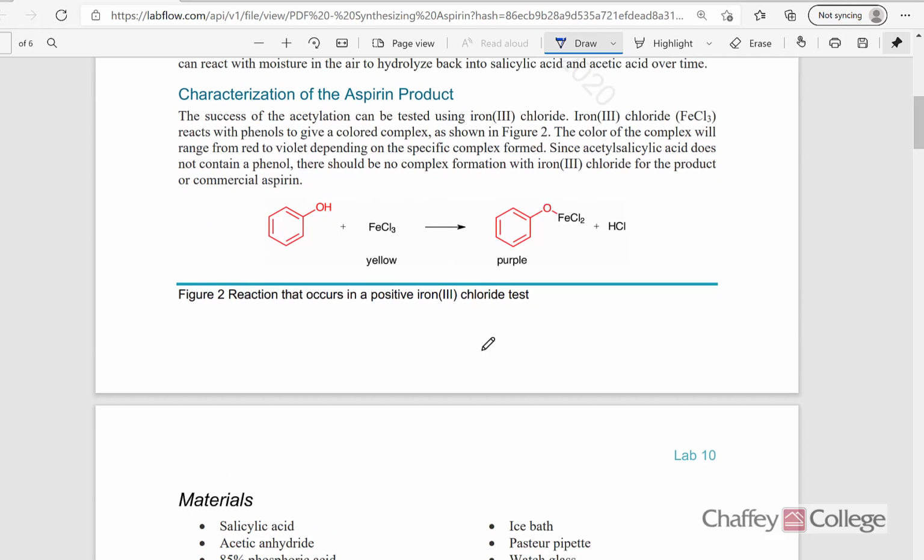Once the reaction is over and we collect the product, the success of this reaction is determined by testing it with iron 3 chloride solution. So iron 3 chloride solution is yellow in color, and this solution reacts with the phenol group, and once iron 3 chloride combines with phenol group, the color of solution changes to purple. So in other words, if we add iron 3 chloride to any sample which contains a phenol group, the color of solution will change from yellow to purple.